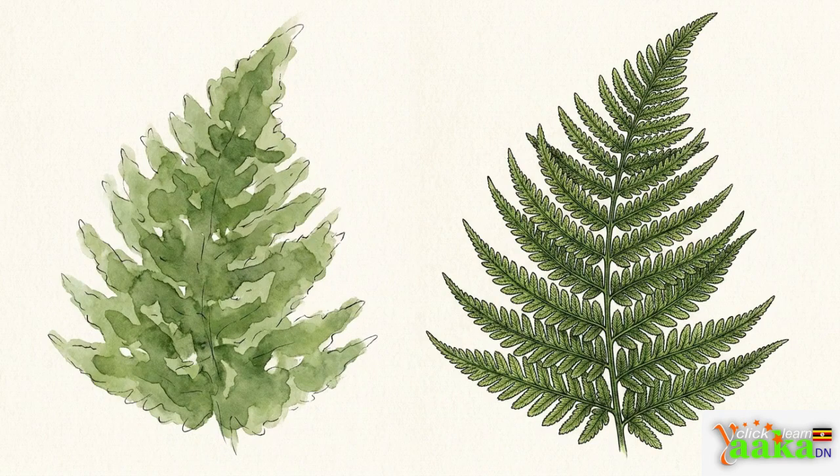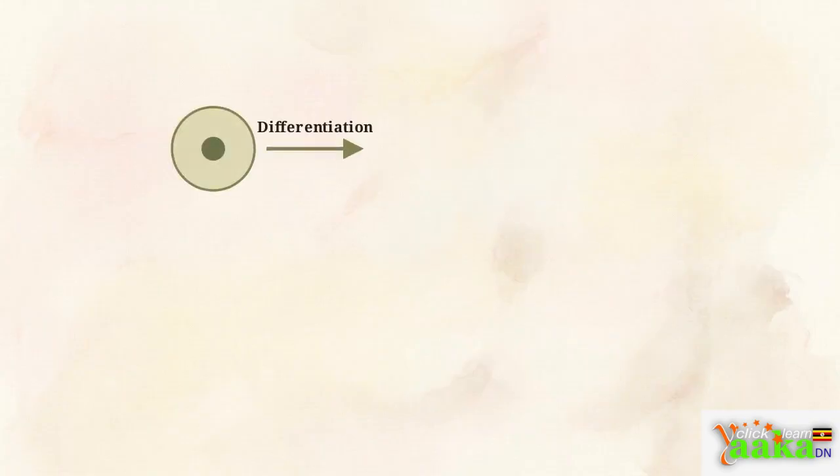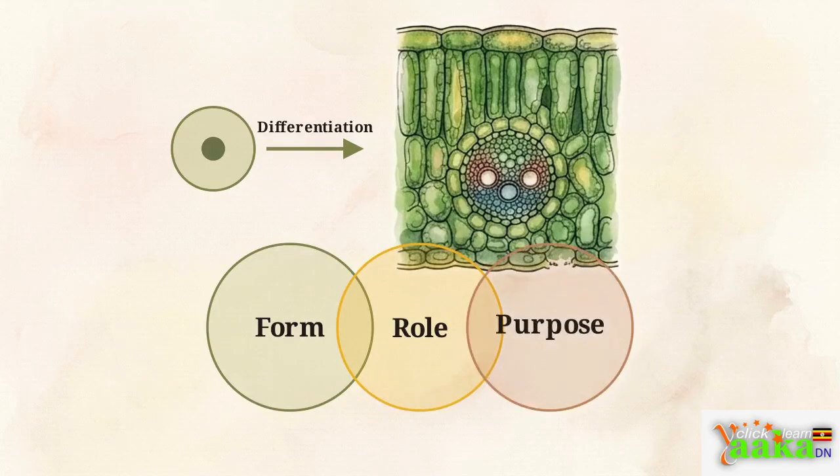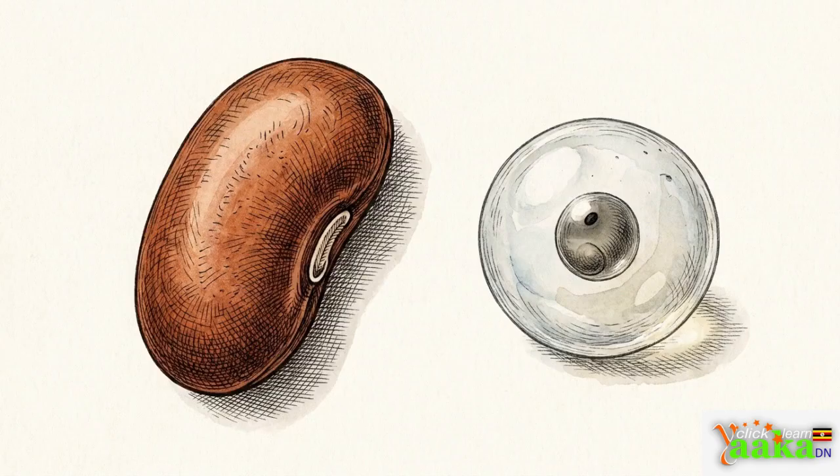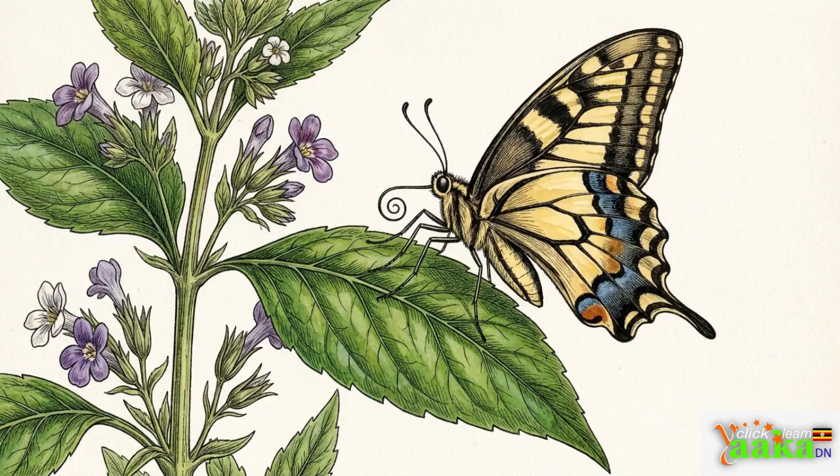They are also undergoing development, a qualitative increase in complexity, function, and specialization. Development is the process that takes a simple, singular structure, like that dormant seed or a spherical egg, and transforms it into a highly specialized adult form.